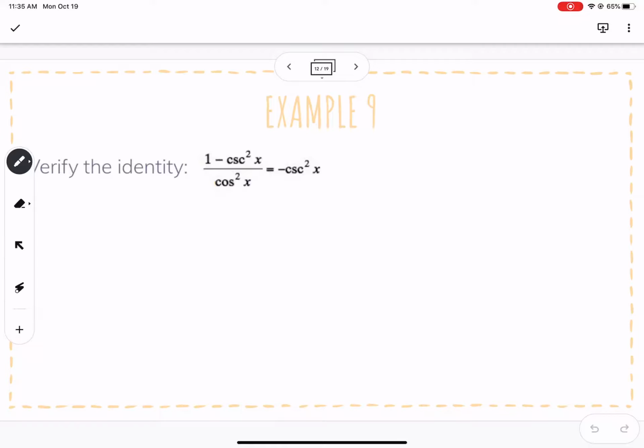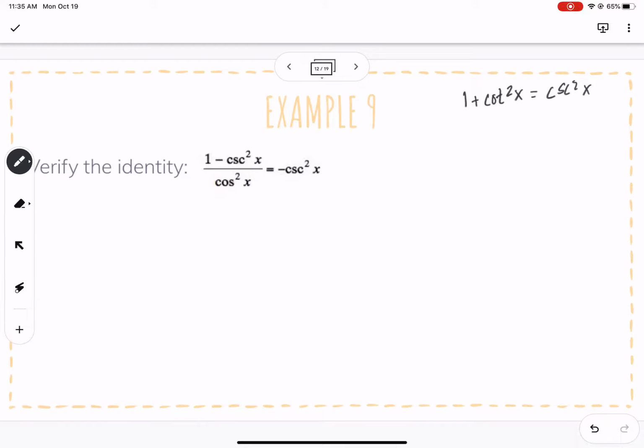In the numerator, I have 1 minus cosecant squared. Now, if you take a look at the options under the Pythagorean identities, the identity that has 1 and cosecant is 1 plus cotangent squared equals cosecant squared. Now be careful, because the order, especially because it's subtraction, is really important. This one says 1 minus cosecant squared, not cosecant minus 1. Those two are very different identities.